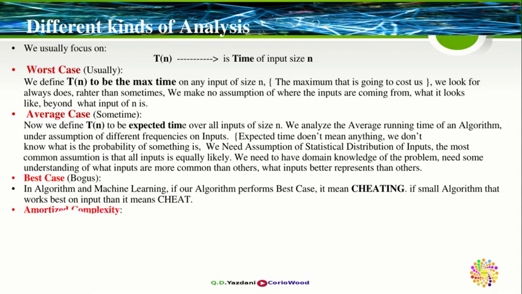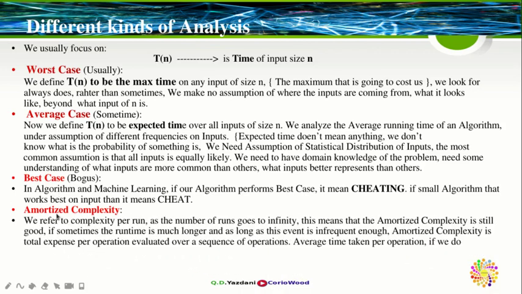And the last one, and this is part one, because my time is nearly 20 minutes, okay, I'm going to leave the rest of the slides for the next part. Last but not least, you see the worst case, average case, and best case in algorithms. But the last one, I thought I'd better share with you the amortized complexity. We refer to complexity per run. As the number of runs goes to infinity, this means the amortized complexity is still good.